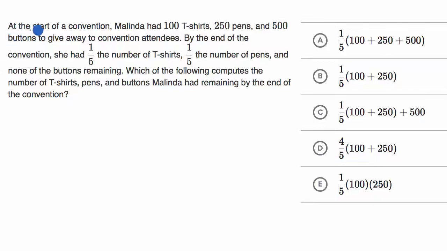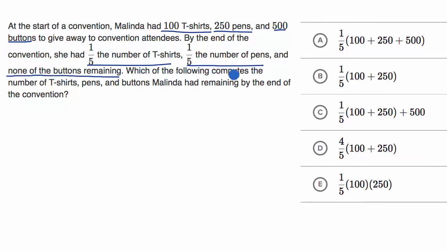We are told that at the start of a convention, Melinda had 100 t-shirts, I'll underline the important numbers here, 250 pens, and 500 buttons to give away to convention attendees. By the end of the convention, she had 1/5 the number of t-shirts, 1/5 the number of pens, and none of the buttons remaining, or another way of thinking about it, 0 buttons remaining.